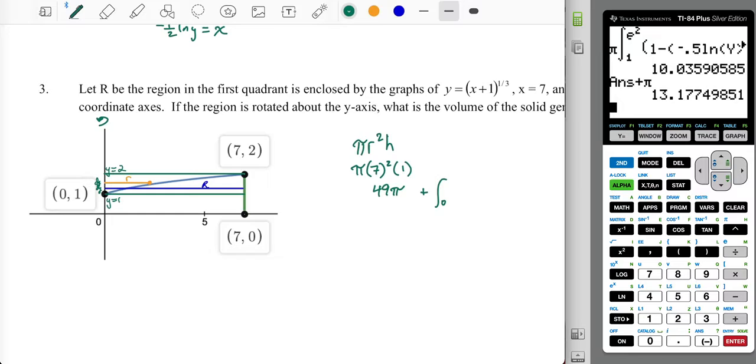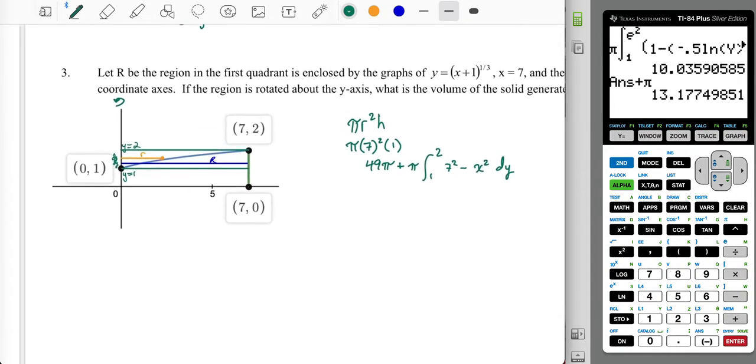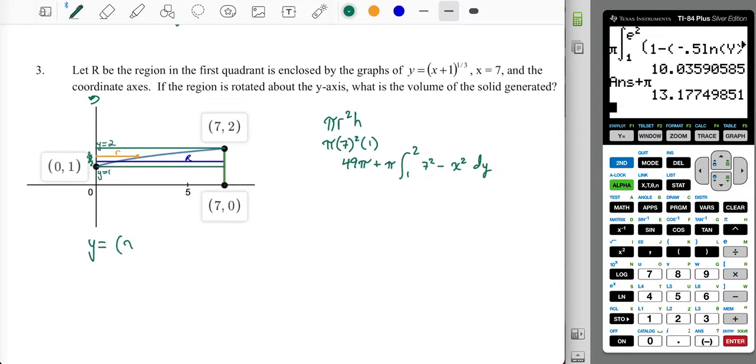So over the interval of 1 to 2, we're going to have a pi, I could put the pi in the front like I've been doing, capital R, which is 7, squared minus lowercase r, which is a horizontal distance away from the y-axis, otherwise known as x. The thickness is in terms of y. I know that y is equal to x plus 1 to the 1/3. If I want to solve it for x in terms of y, I would cube both sides, so y cubed is equal to x plus 1, which makes x equal to y cubed minus 1.